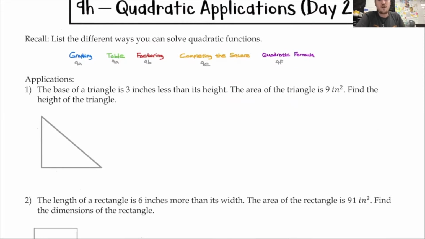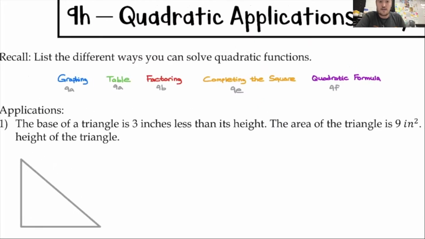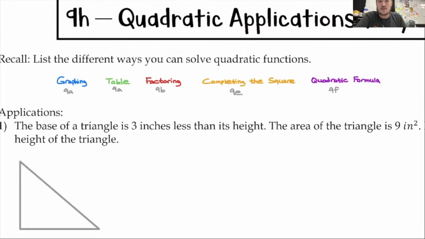Just to list out the different ways that we've been solving these quadratic equations. In 9A, we did factoring, also looking at tables. Nope, 9A focused on graphing and tables, whereas 9B focused on factoring. And then we looked at 9E and 9F, which focused on completing the square and the quadratic formula, respectively. So we're going to be using a variation of all these different methods of solving.